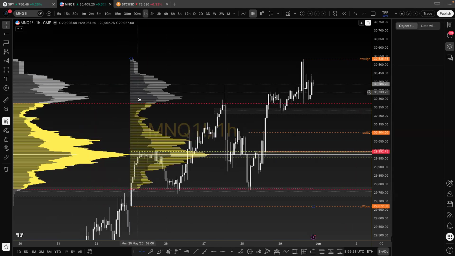But this fixed range volume profile will stay the same because we marked the beginning and the end of it.